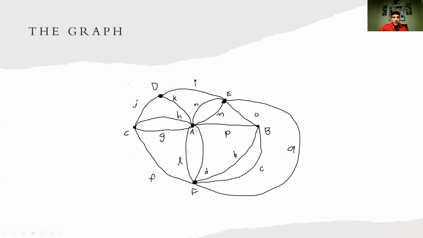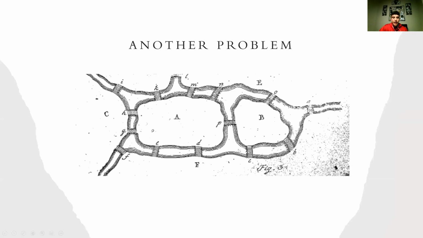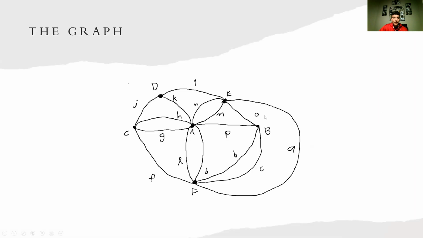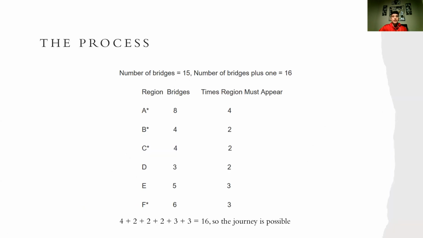As you can see, you have the five land masses here: A, B, C, D, E, and F. And you have all these bridges connecting between them. You have 15 of them in this picture. The process is that you have to do the same thing as before. You have the number of bridges and the number of bridges plus 1. As you can see, there are a lot of even number bridges here. These even numbers just divide by 2 to even numbers, and the odds have to round up by 1.